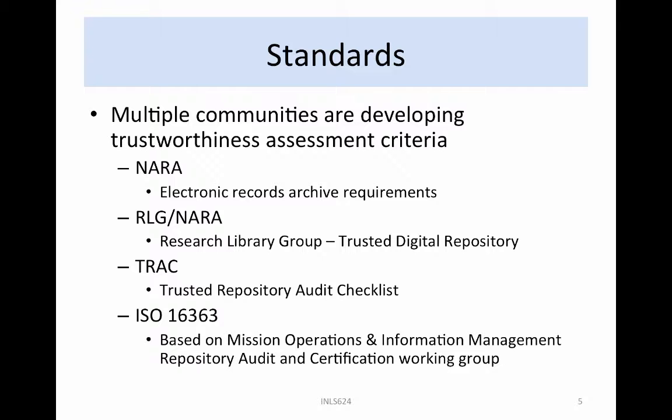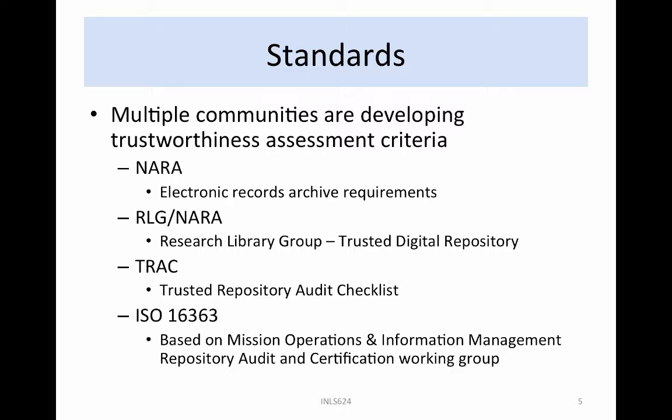Multiple communities have developed trustworthiness assessment criteria that can be used to verify the trustworthiness of preservation systems. The National Archives and Records Administration developed the requirements for an electronic records archive, ERA. This entailed the definition of 853 tasks that needed to be performed and was based on the practices for hard copy records. The Research Library Group and NARA developed a specification for a Trusted Digital Repository Checklist, TDR. This defined the tasks that should be done for a user to trust the repository.